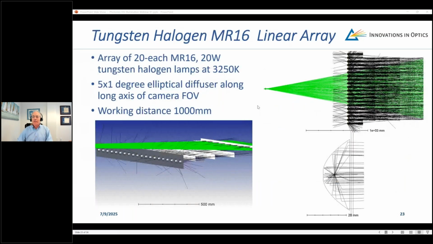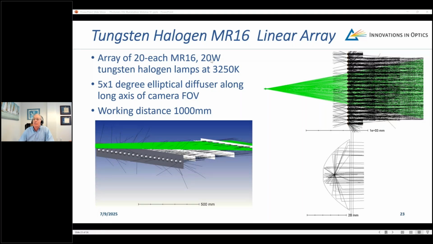And then the next system we were looking at is the old standard of tungsten halogen lamps, where you can see a parabolic reflector is used with the filament at the focus of the parabolic reflector. There's an array of 20 of them in this case, and we added an elliptical 5x1 degree diffuser to make the intensity more uniform along the length of the line. That works quite well. It's a good system.